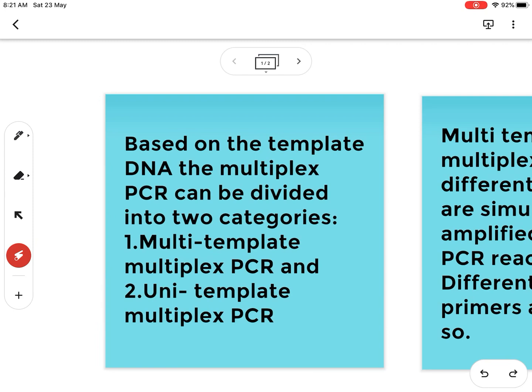Based on the template DNA, multiplex PCR can be categorized as multi-template multiplex PCR and uni-template multiplex PCR. From the name you can understand multi-template multiplex PCR. It means that more than one template DNA and more than two sets of primers amplify several different sequences of template DNA, and therefore it is known as multi-template multiplex PCR.